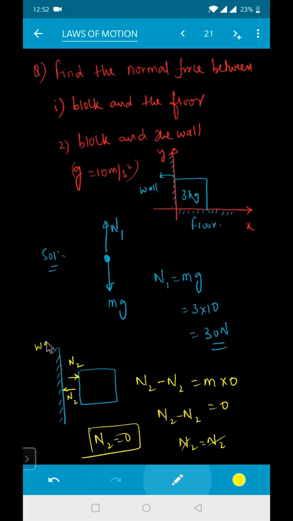Whatever is the force exerted by this 3 kg block on the wall, the wall will also exert the same amount of force on that one. So when there is the same amount of force acting on that body, what can I write for the given condition? There is no acceleration in the horizontal direction. So force must be equal to mass into acceleration. Normal is nothing but a contact force only. So that force will be equal to mass into acceleration. Acceleration along the horizontal is 0. So N2 minus N2 is 0, so N2 gets cancelled. So the normal reaction between the wall and the block will be equal to 0. Is it clear?